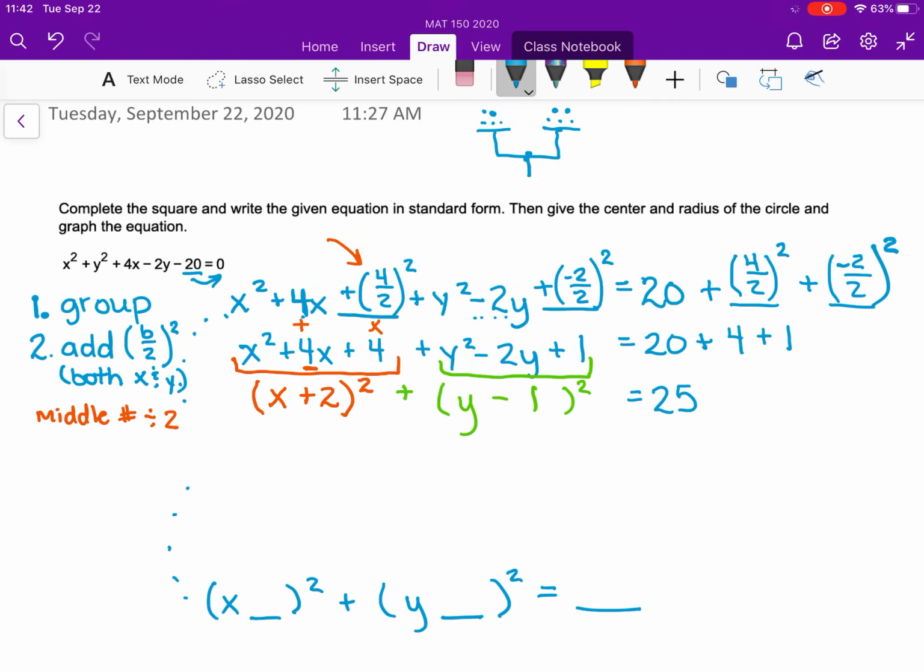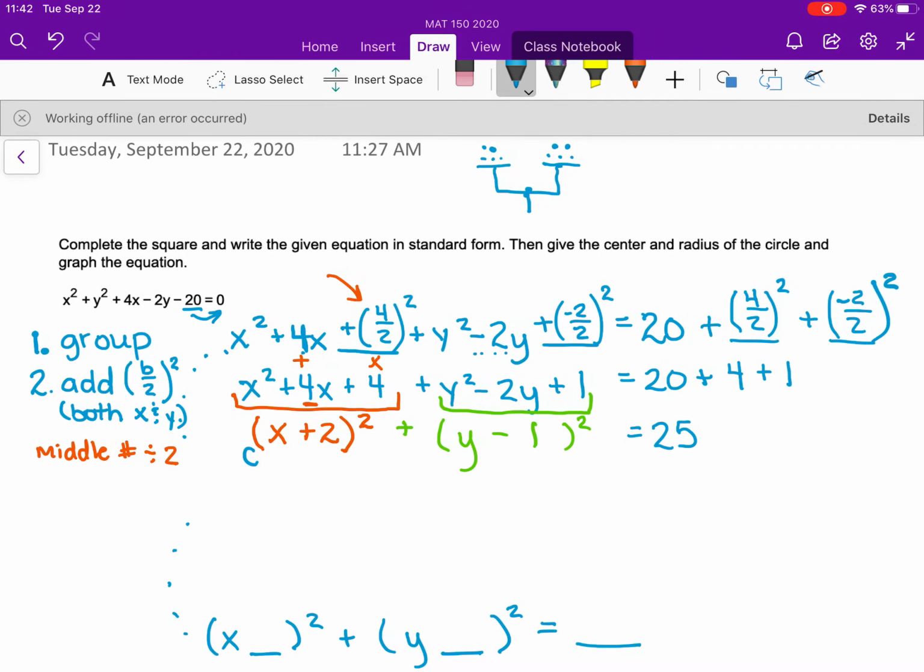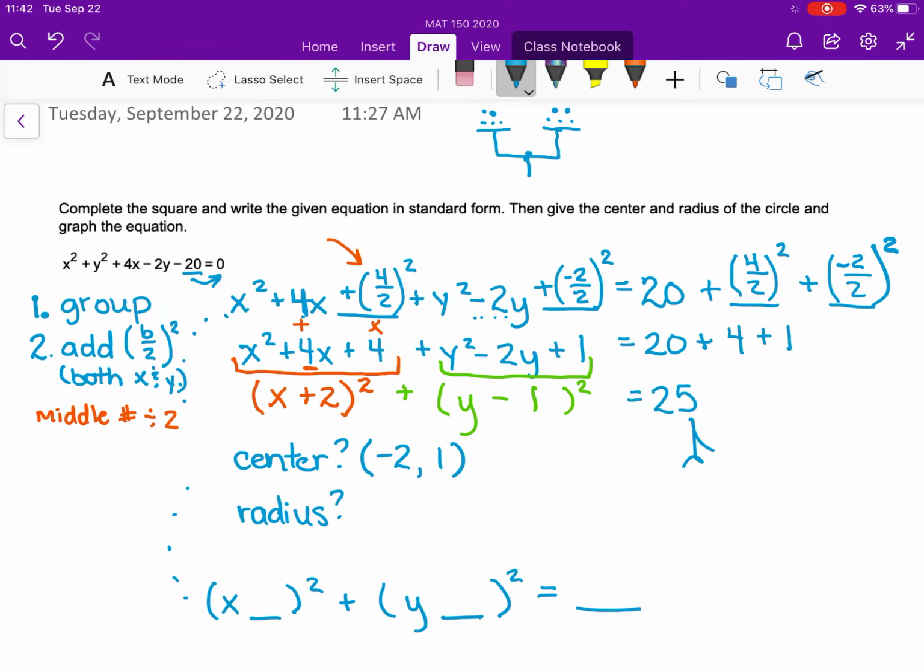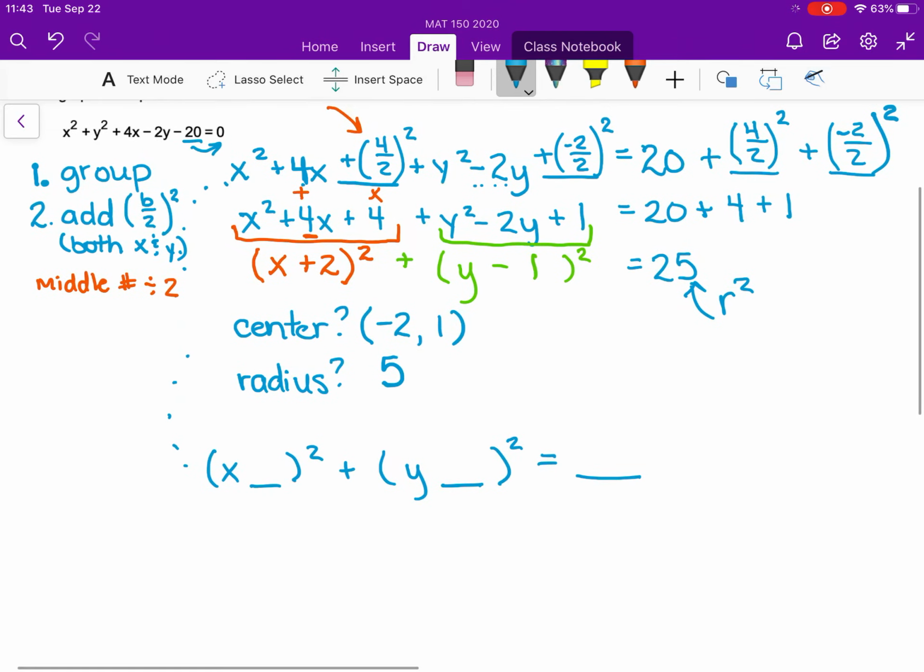It is complete. The only other thing is on your test, it then asks, what is the center? Well, the center is the opposite of the x value, the opposite of the y value. Okay. What is the radius? The radius, remember this is r squared. So what does that mean? r has to be 5 because 5 squared is 25.